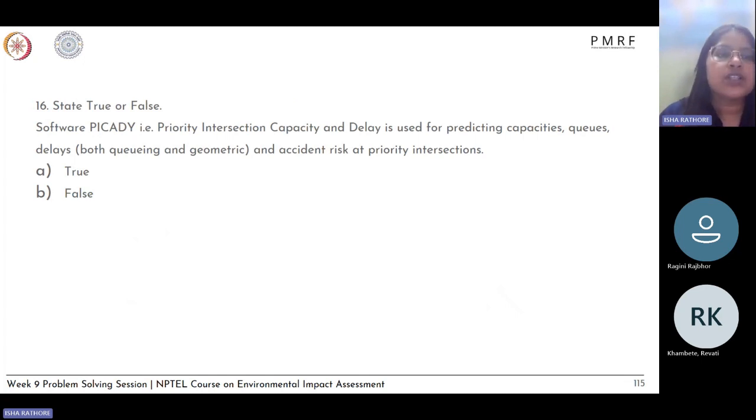So state true or false. Software Picardy, or priority intersection capacity and design, is used for predicting capacities, queues, delays, both queuing and geometric, and accident risk at priority intersections. Is the statement true or false? So again, this is a software-based question, which is used for, again, transport-related impact predictions.